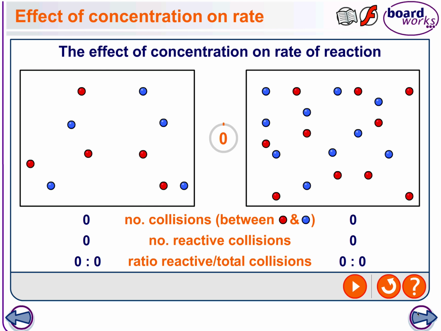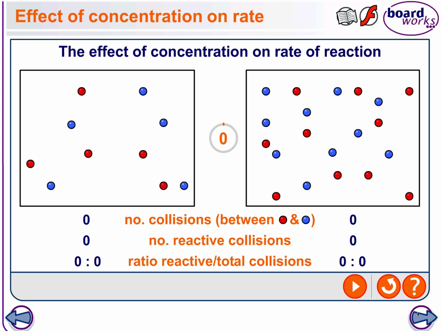Right, okay, concentration is the next thing we need to look at, and this can cause, again, quite a lot of confusion. If you look on the left hand side, there's a low concentration of red and blue particles there, and then on the right hand side we've got a higher concentration.